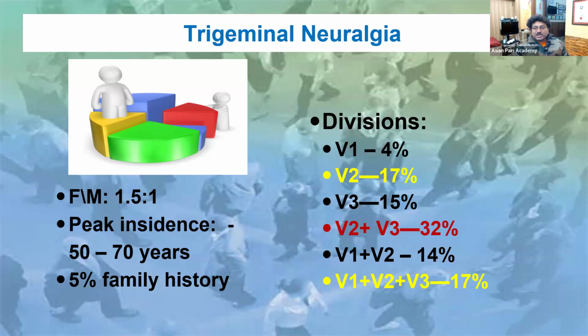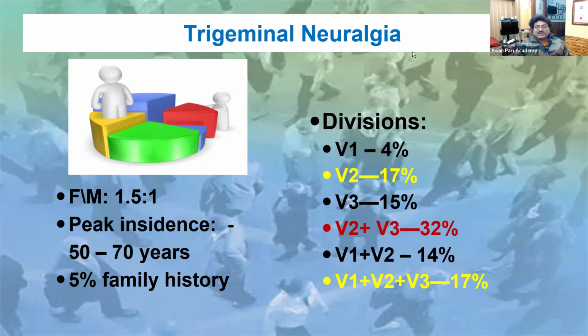Among the divisional distribution, you will find that the most common distribution is V2 plus V3, involving the maxillary and mandibular divisions of the trigeminal nerve. Only V2 alone, and all three divisions, become the second most common. Third most common is V3 alone, then V1 plus V2, and sole V1 is the most rare form of trigeminal neuralgia. So in most cases, we'll be targeting V2 or V2 plus V3 cases. V1 is comparatively rare, and is involved only in 20% of the cases.